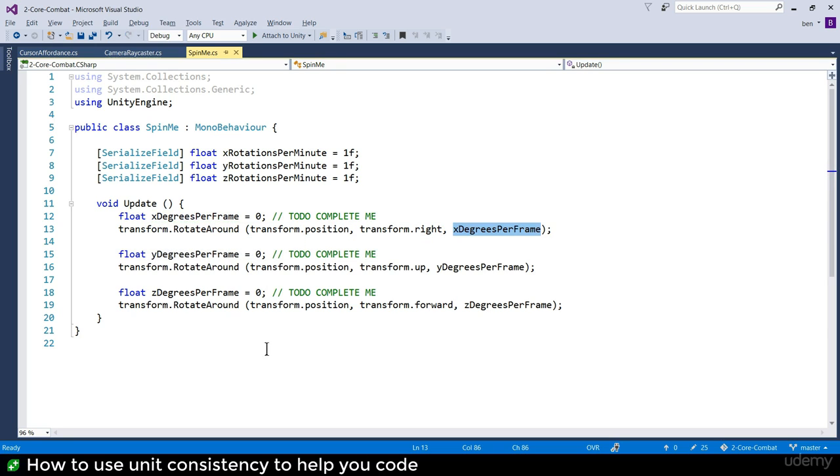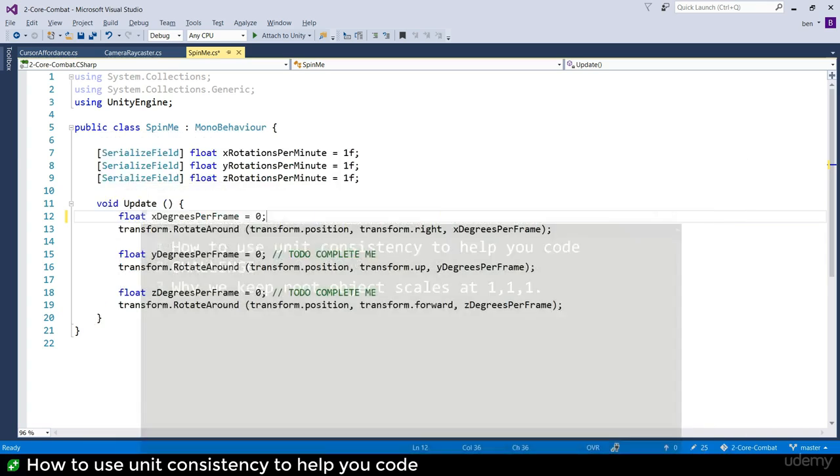And of course, because we're inside the update loop, it is the angle that we're going to rotate in this frame. So we know that we need x degrees per frame coming out, and we have decided that we want x rotations per minute coming in. Therefore, our challenge is to write a formula here that is not 0 degrees per frame, because that's a very, very boring spin script, but a formula that gets the correct number of degrees per frame. So this is what you're going to need to do in the challenge that's coming up for you in a minute.